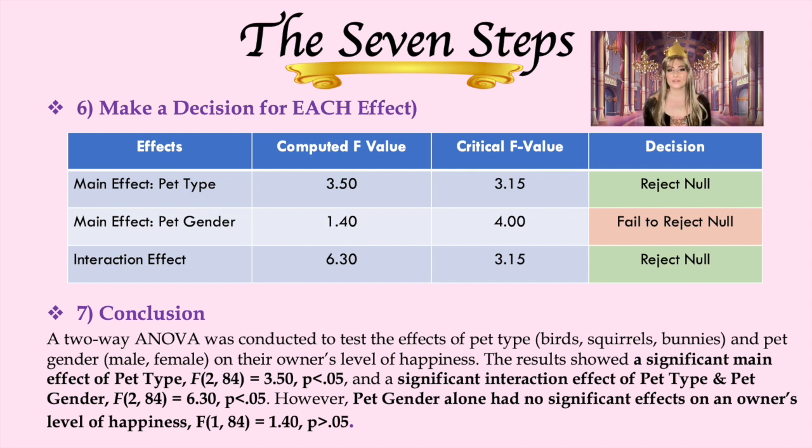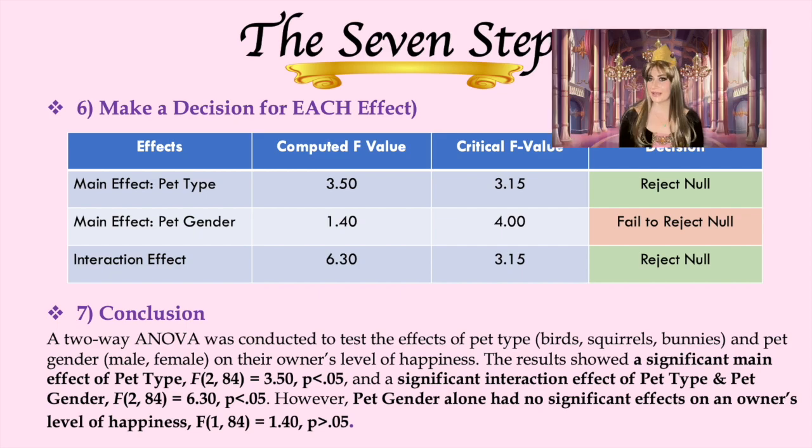So essentially this conclusion is showing me that pet type alone and the interaction of pet type and pet gender have a significant effect on an owner's level of happiness. But if we consider just pet gender alone, that actually did not change an owner's level of happiness. So an owner doesn't feel more or less happy if their pet is male or female, but they may feel less happy or more happy if the pet gender is paired with the type of pet they have. For example, a squirrel, a bird, or a bunny.